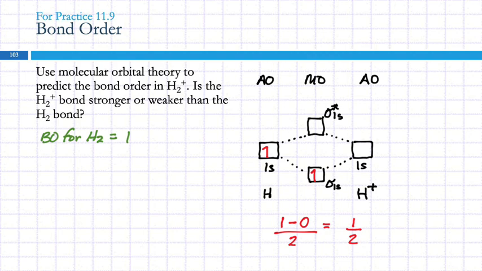So is this bond stronger or weaker than the bond for H2? It's weaker because it is a smaller positive number. This predicts that this ion does form, but the H2 molecule is more stable. Any questions?